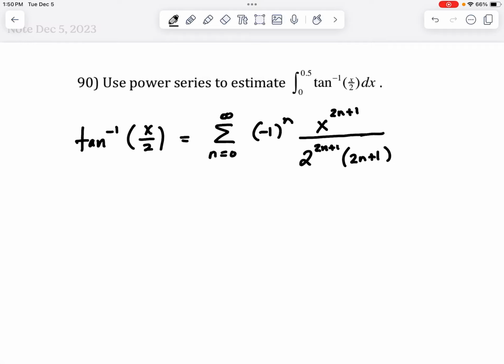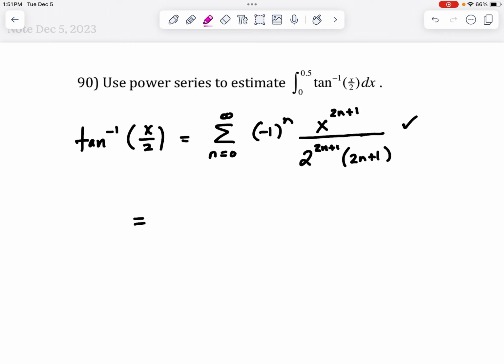So now we're actually going to use the power series to help us estimate this integral of tangent inverse of x over 2 from 0 to 0.5. And in the previous podcast, number 89, we found that this is the series for tangent inverse. So we can use that. And since it says estimate, we could just use maybe 3 or 4 terms of it.